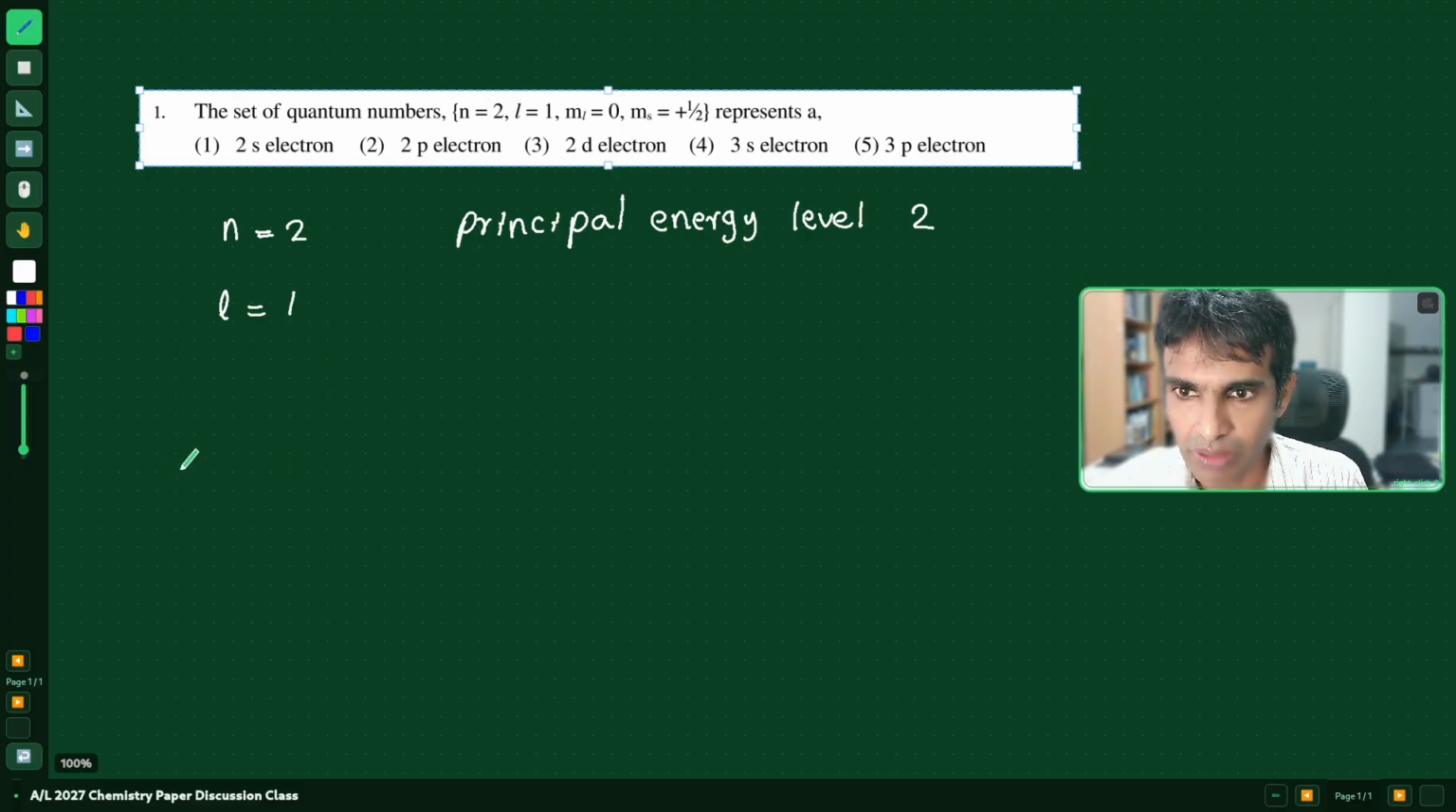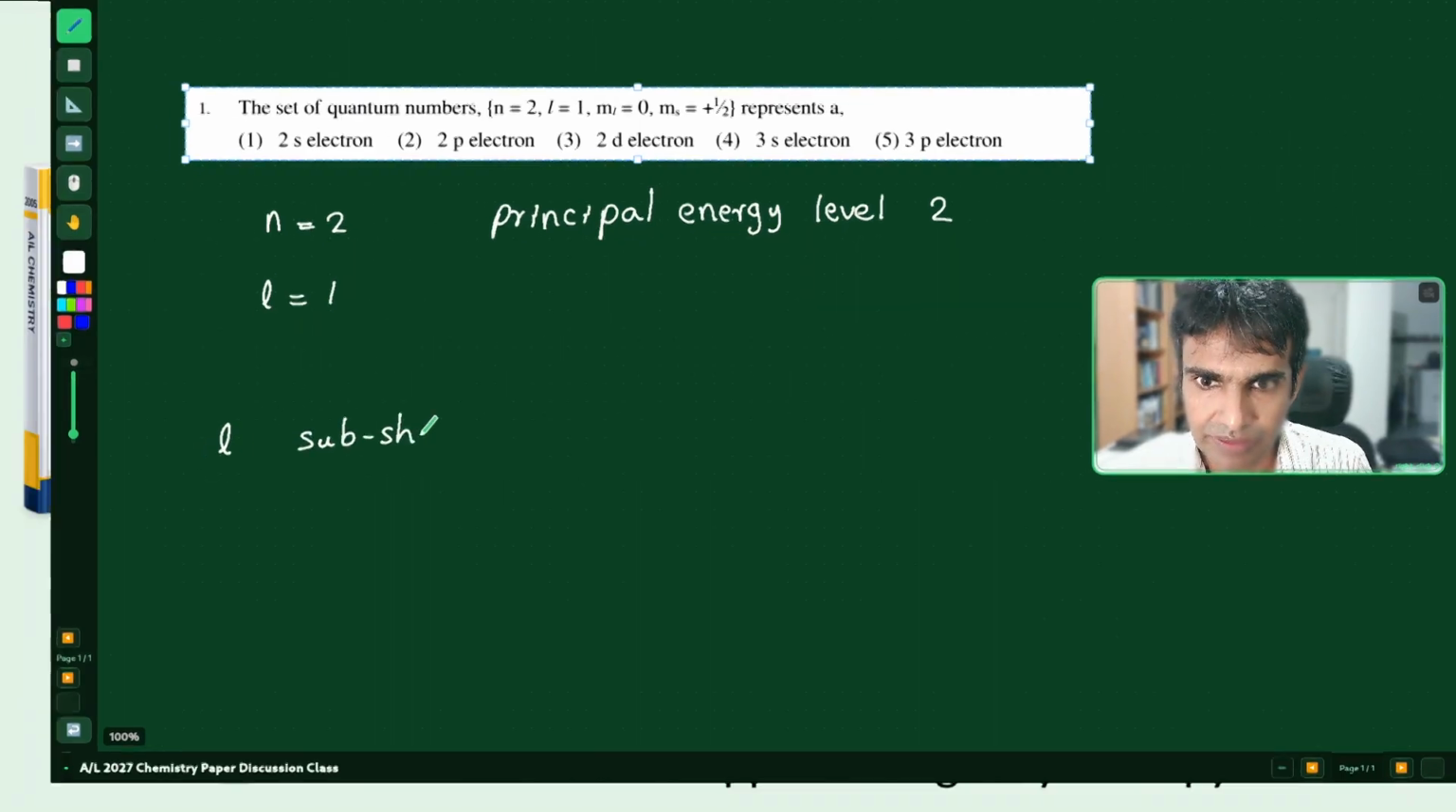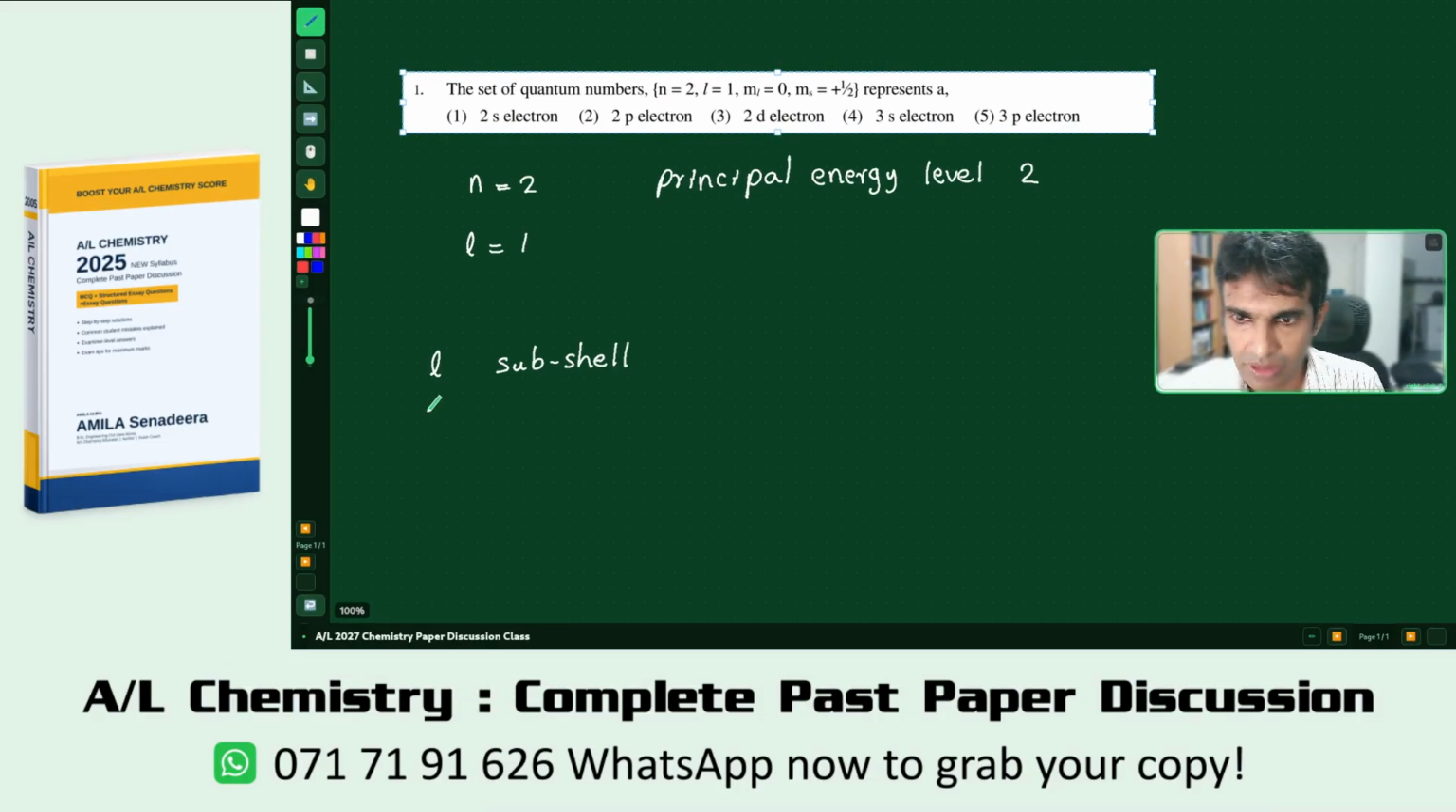Can you remember the relationship between the azimuthal quantum number and the subshell? When the azimuthal quantum number is 0, the subshell is s. When the azimuthal quantum number is 1, the subshell is p. When the azimuthal quantum number is 2, the subshell is d. For subshell f, the azimuthal quantum number is 3.